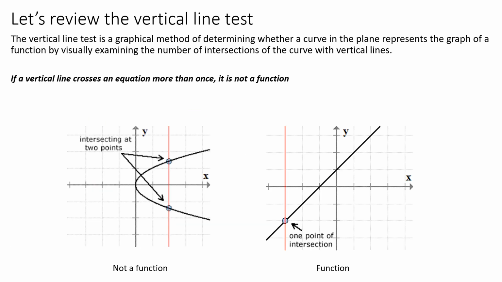And I want to review the vertical line test. Remember, both of these lines here, this is x equals y squared on the left and the right here. These are both equations, but they're not both functions. A function has to pass the vertical line test, only touching one point. The one on the left here, this x equals y squared, touches more than one point, so it's not a function. The one on the right is a function.